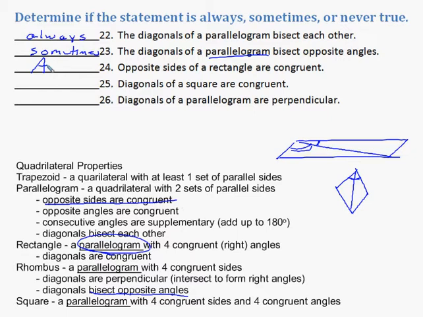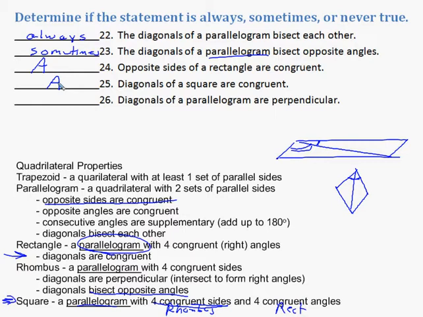Diagonals of a square are congruent. Well, we don't have any properties written under square, but we know that a square is a parallelogram. It's got 4 congruent sides, which makes it a rhombus, and it has 4 congruent angles, which makes it a rectangle. So a square has a lot of different properties. So diagonals of a square are congruent. Well, do we see that anywhere, that diagonals are congruent? Well, in a rectangle, we see diagonals are congruent, and since a square is a type of rectangle, it's got to be true. That's an always.